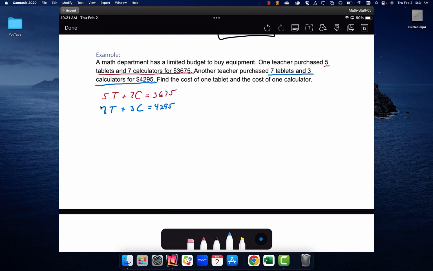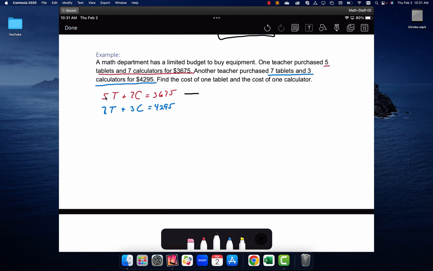Notice that right away we cannot add them. 5 plus 7 is 12, 7 plus 3 is 10. Adding these two equations right away will not help us. So we need to tweak one or both of the equations so that when we add them, one of the letters will cancel. And again, you have options here. You can choose to eliminate the x's, or in this case, the t's, or the y's, in this case, c's. So choose which letter you want to eliminate, t's or c's. In this case, let's say we want to eliminate the t first. If we want to eliminate the t, think about 5 and 7. What is their least common multiple? In this case, it would be 35.